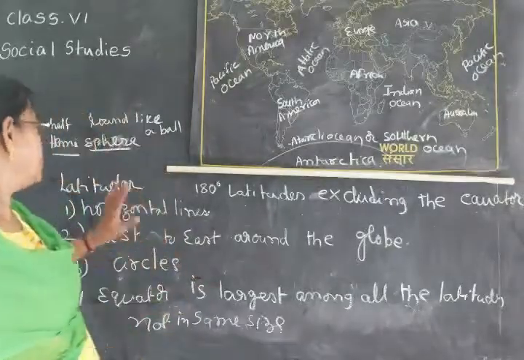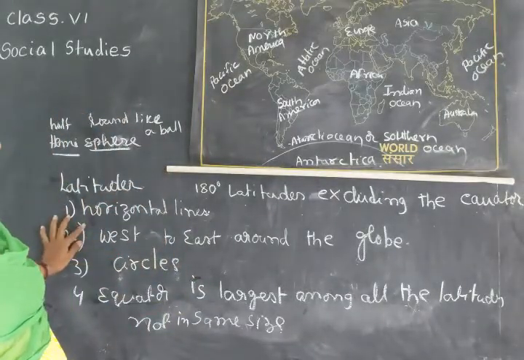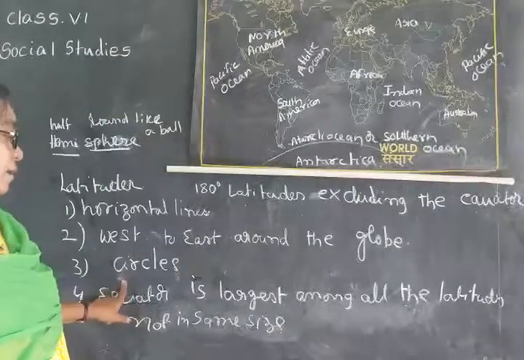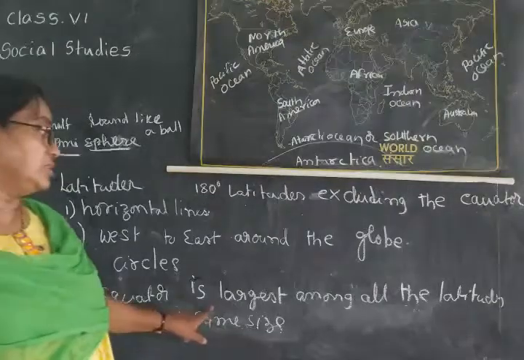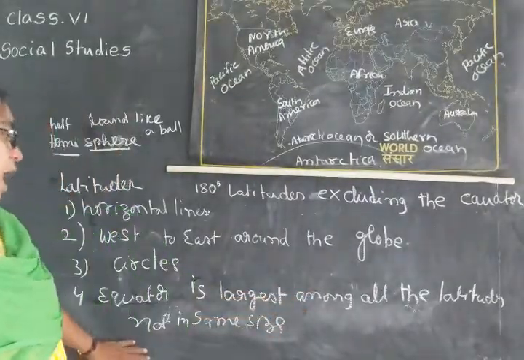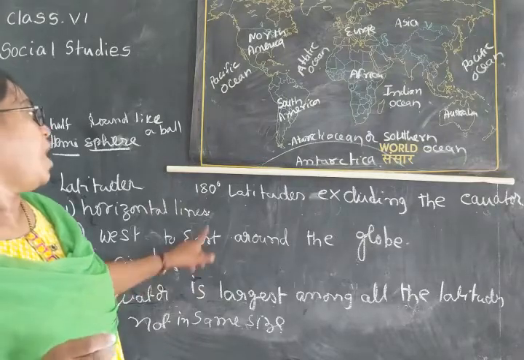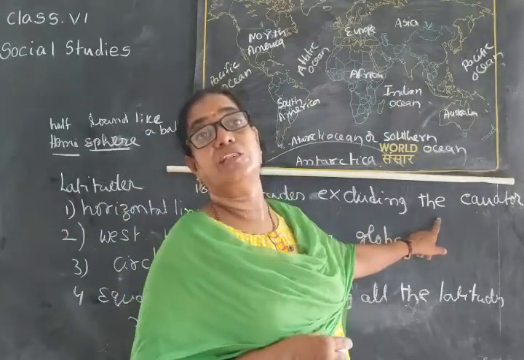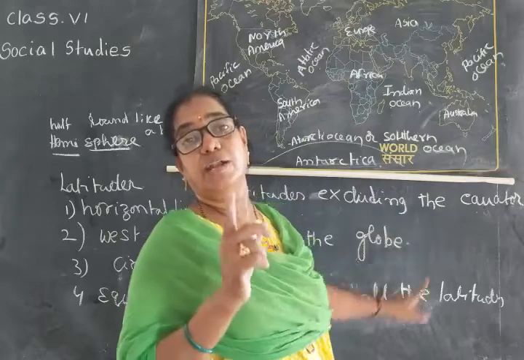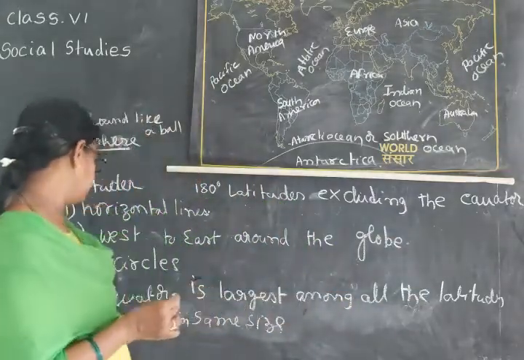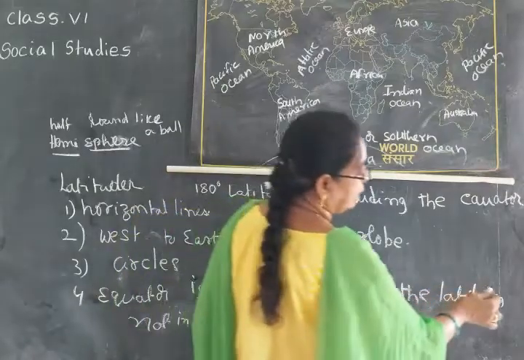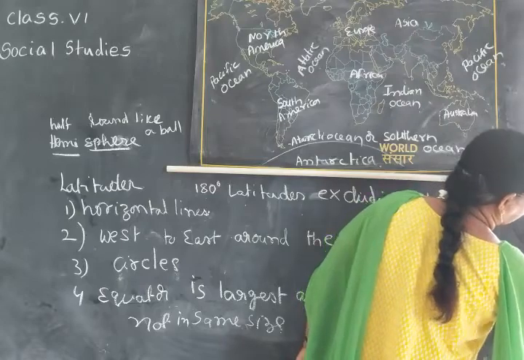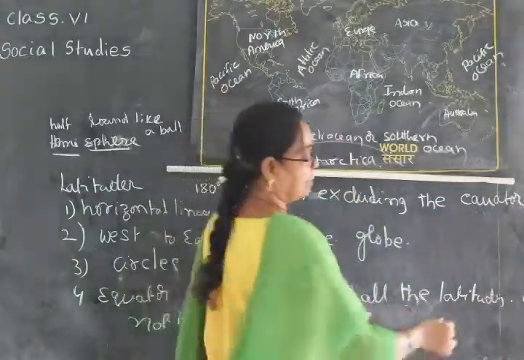Again I am saying, the latitudes are horizontal lines drawn from west to east around the globe, and they are circles. The equator is the largest among all the latitudes, and latitudes are not the same size. Total 180 latitudes are there, excluding the equator, at 1 degree. The equator is also called 0 degree latitude. This is about the latitudes.